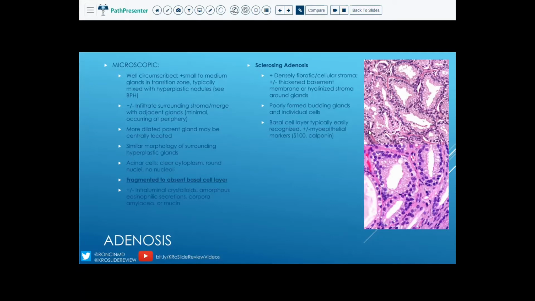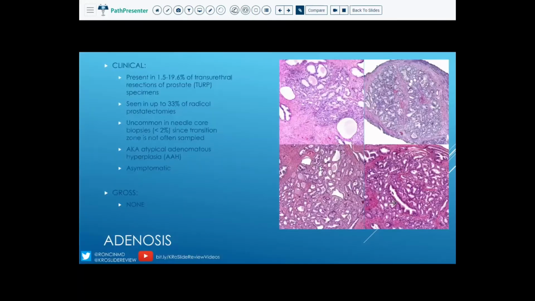There may be infiltrations with surrounding stroma. They can merge with surrounding glands, and that usually happens at the periphery of the lesion. You wouldn't anticipate that being in the center of the lesion. And in the center of these lesions, let's go back to this. So you can see these dilated areas.